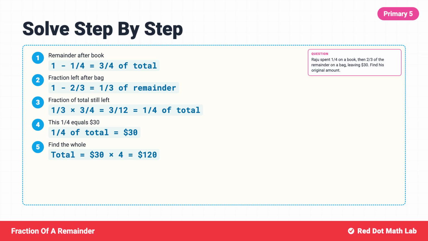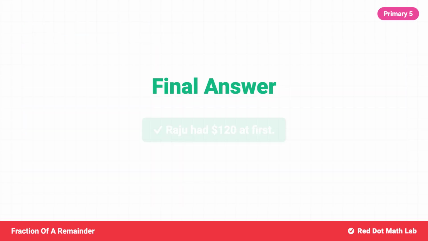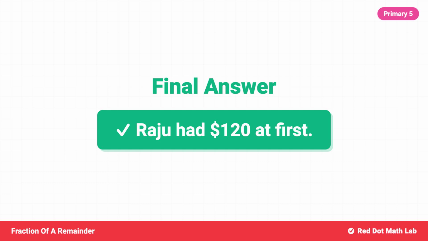And let's check. The book cost 1/4 of 120, which is $30. The bag cost 2/3 of the remaining 90, which is $60. And he had $30 left. 30 plus 60 plus 30 equals 120. It works! So our final answer is, Raju had $120 at first.